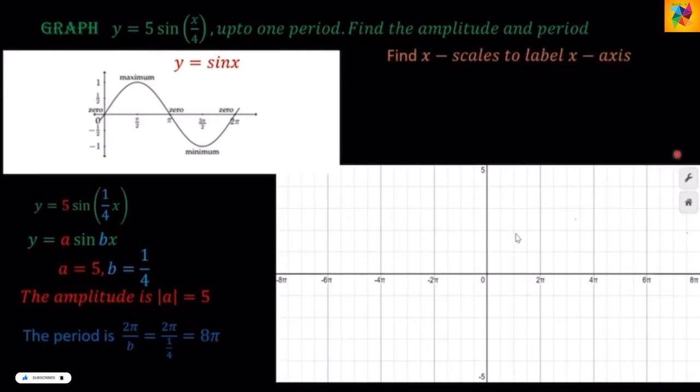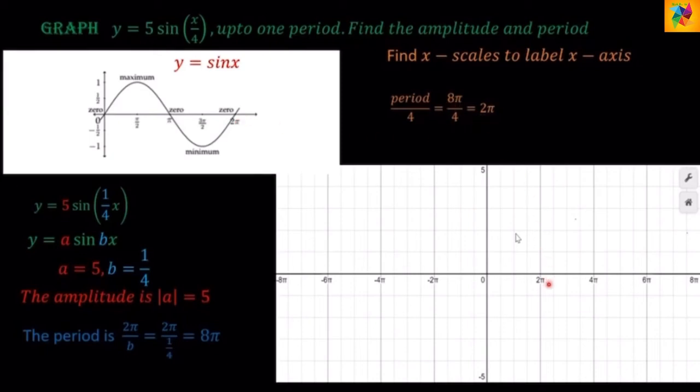So the last thing we're going to do is find the x-scale. In other words, how are we going to label our x-axis? That's very important. In order to label our x-axis, we take the period, which is 8 pi, and we divide it by 4. Remember that the sine function reaches its period after 4 values. Let's count 1, 2, 3, 4. So 8 pi divided by 4 is 2 pi.